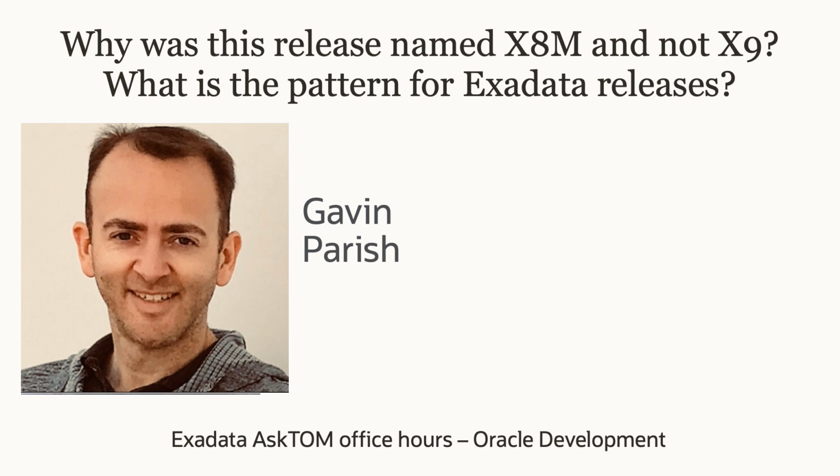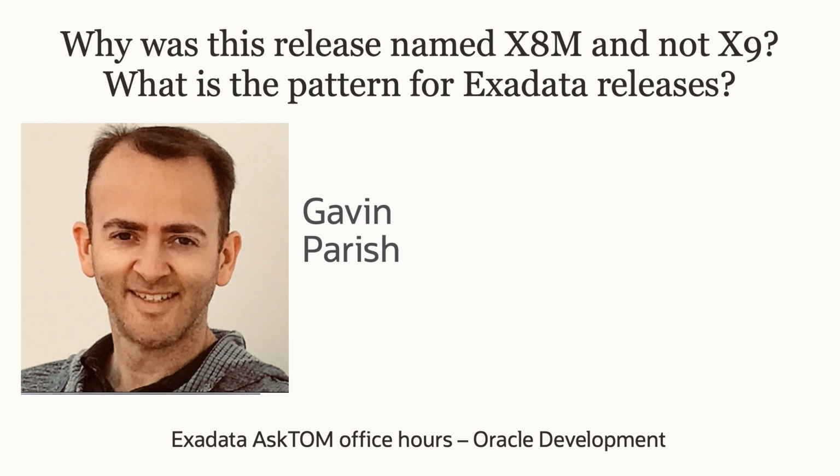So we actually made no changes in terms of the CPU or the bulk of what the X8M was from the X8. So the only major change that we made, obviously, is the RoCE and the persistent memory. Everything else stayed the same. So that's why we didn't call it the X9, because with the X9, we would have a CPU step happening there.